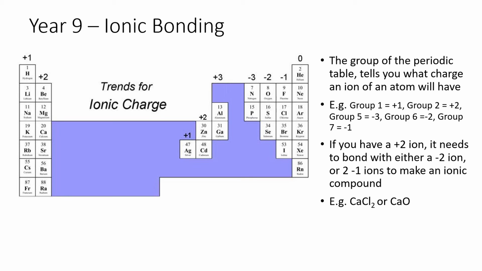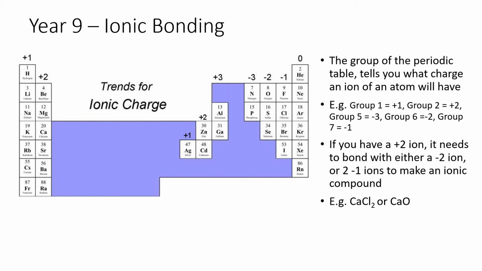And then the other aspect is just thinking about how many ions need to bond together to form an ionic compound. So if you've got an element that forms an ion with a +2 charge, for example calcium, because it's +2, it needs to bind with something that is a quantity of 2 negative charges. So that could either be a -2 ion or two -1 ions to make an ionic compound. So that's, for example, why calcium chloride is CaCl2.